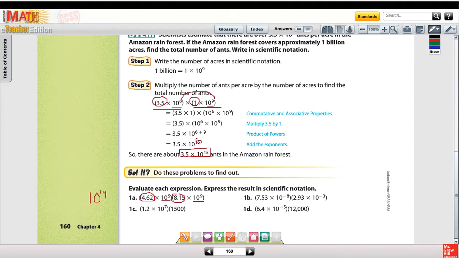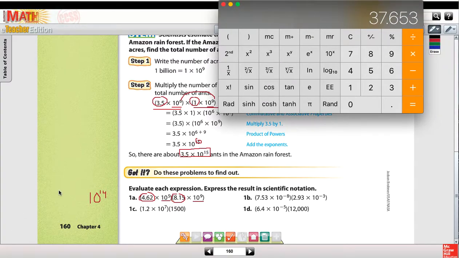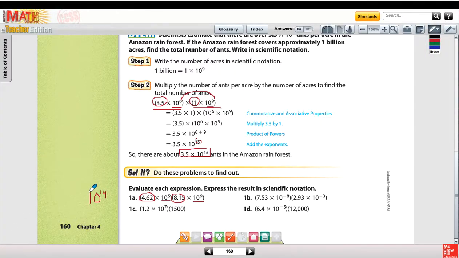Now we are going to multiply, and it's okay if you use a calculator. 4.62 times 8.15, and we get 37.653. This is where you need to really pay attention, because that first number in scientific notation always has to be greater than or equal to 1, but less than 10. And this number right here is not less than 10.